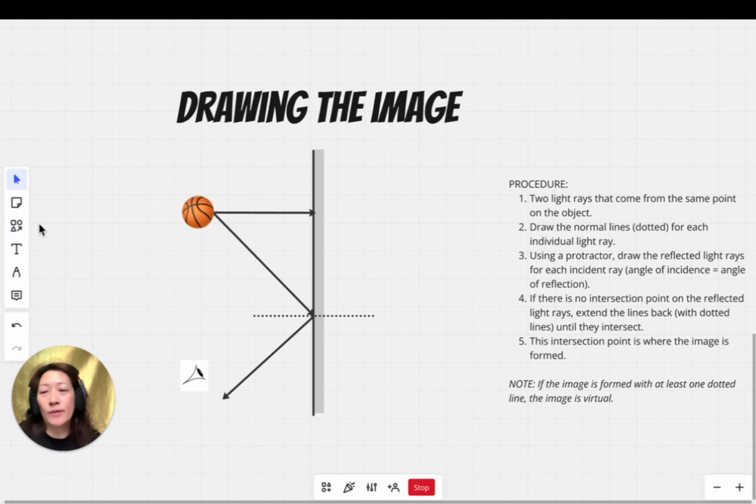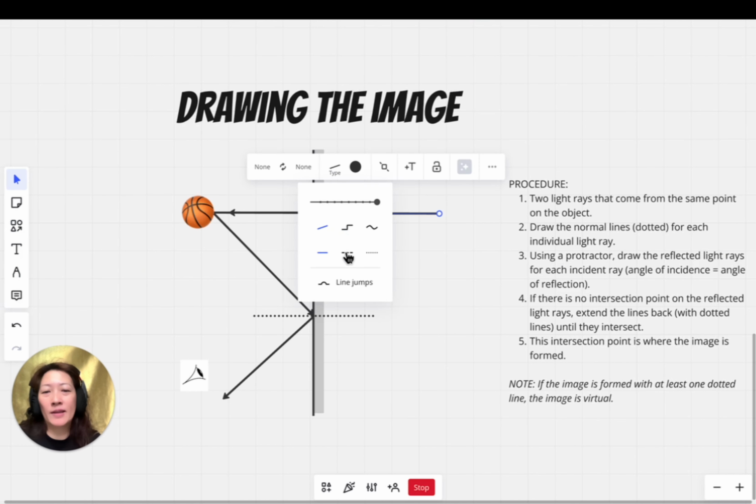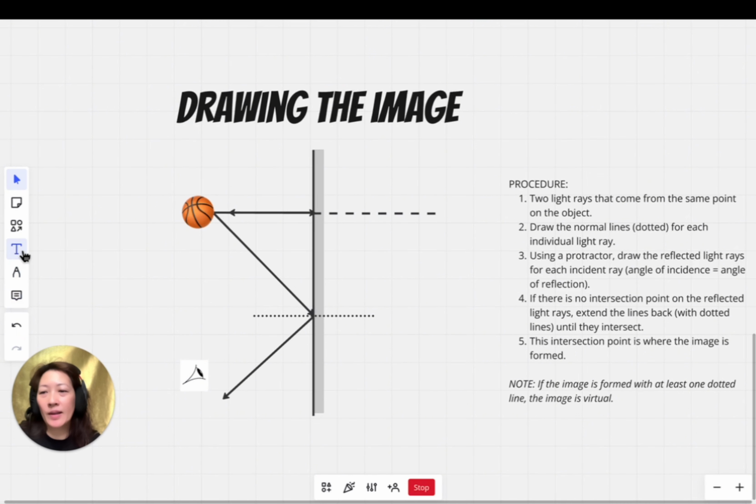Now we know we need to extend the light ray backwards. The reflected light ray should be here. Let me just draw another one here, so you can see it has traveled to the mirror and reflected backwards, just to make it a bit complete. And let's extend this backwards. Let's make this dotted, and also this line.